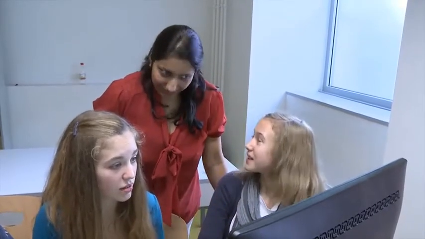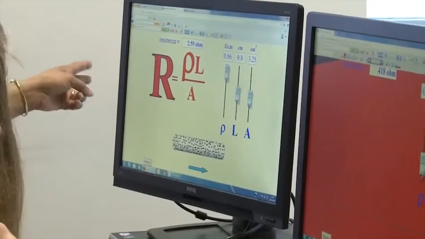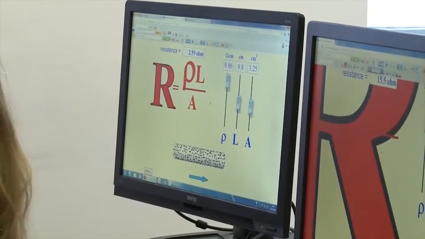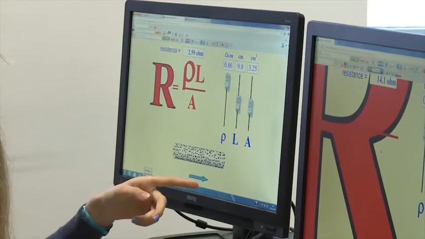Directly, because it gets bigger. Yeah, exactly. When L increases, R also increases. That means the longer the wire, the higher the resistance. And the last is area. But area, these are inverse.